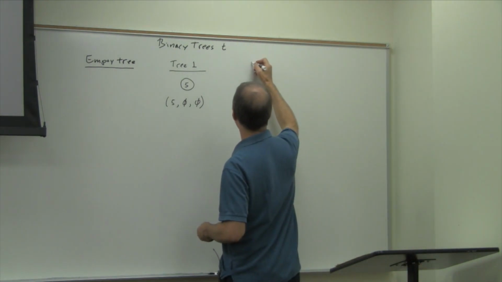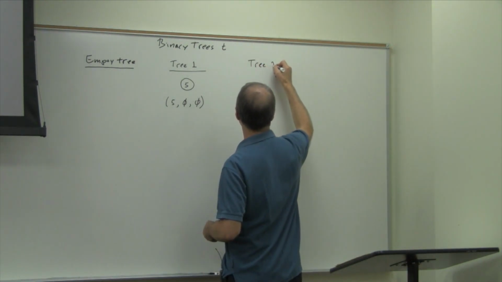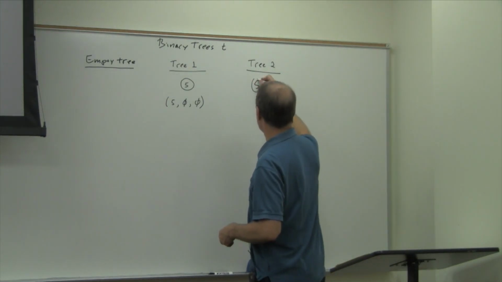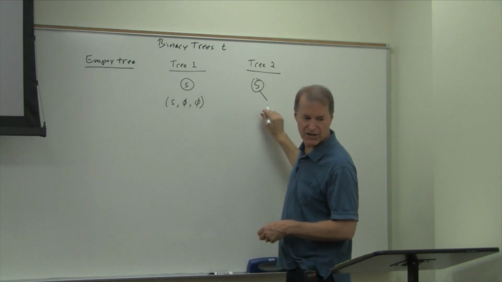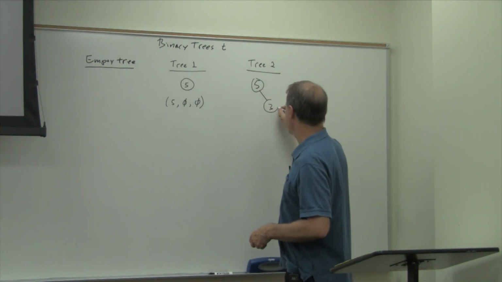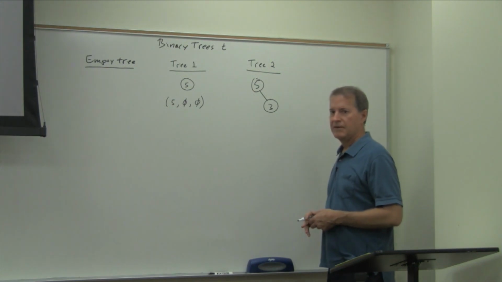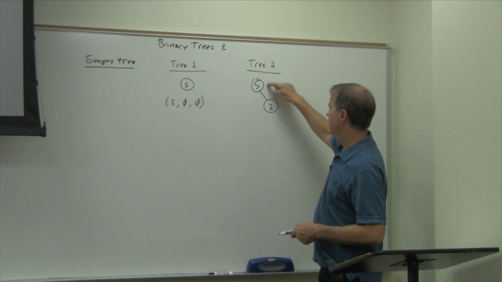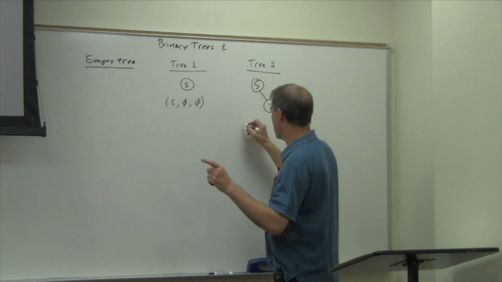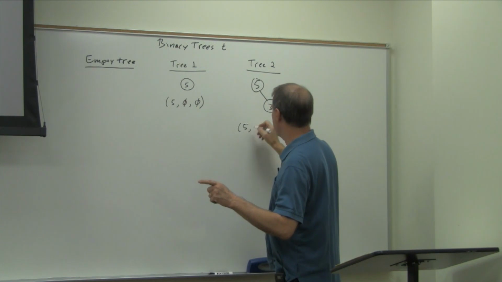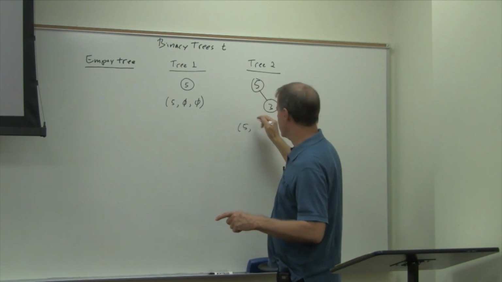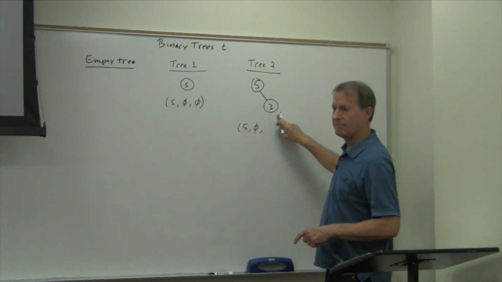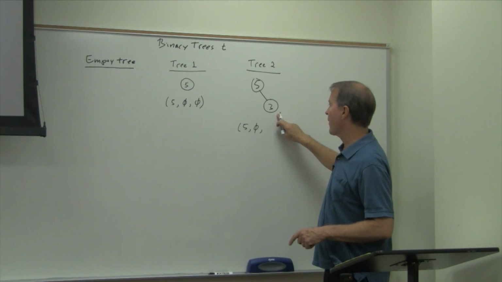Okay? So here's tree 2. Tree 2 is going to look like this. It's going to have a 5 here, and then this 5 will have a right child, and this right child will be a 3 here. Now this is how you would draw it. How would you write it? 5, empty tree, 3. Well, almost, close but no cigar. It would be 5, and then there is no left child, so that is the empty tree. But the right one has to be a what? Tree. The right one has to be a tree.